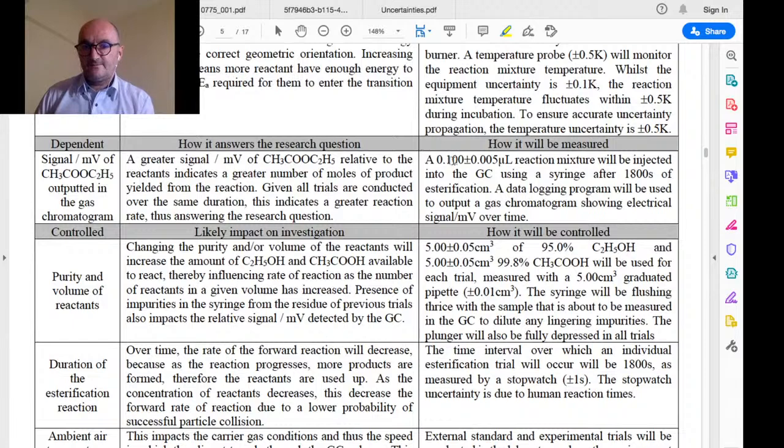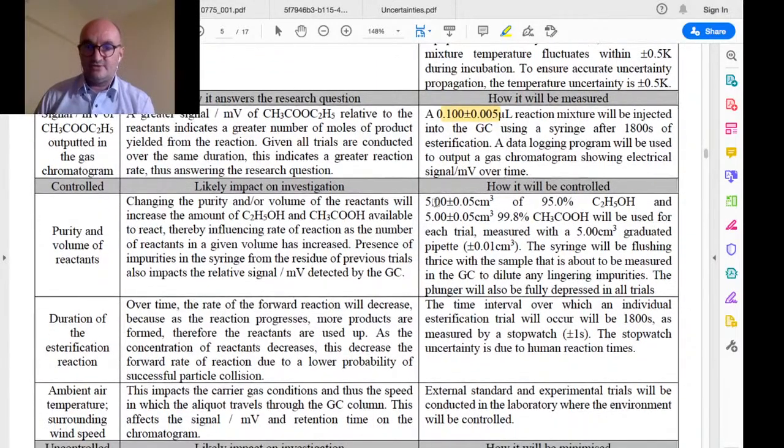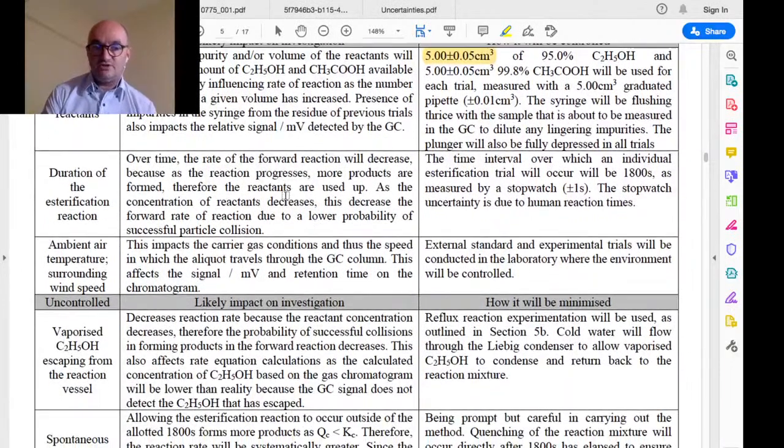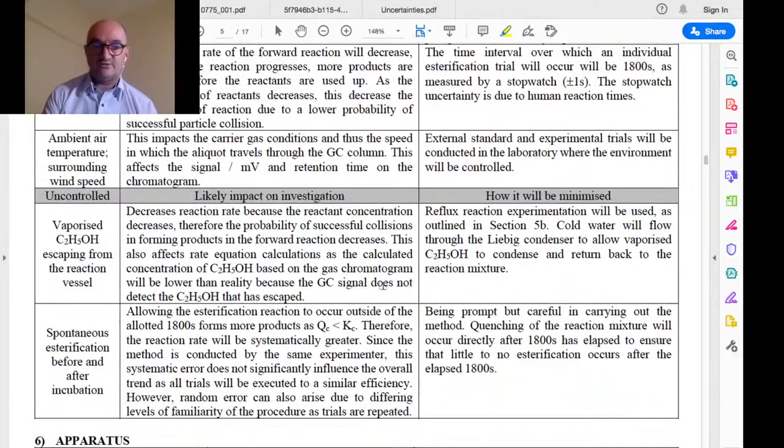He got it correct. He got 3 decimal places here and 3 decimal places in his uncertainty. It's got 2 decimal places here and 2 decimal places in the uncertainty. Consistently throughout, every number without fail will have an uncertainty associated with it. What happened during, and what were the uncontrolled variables? I do like that. Spontaneous esterification could happen if Q is less than Kc. Vaporized ethanol escaping, it's a volatile liquid, so it's got cold water flowing through the Liebig condenser.